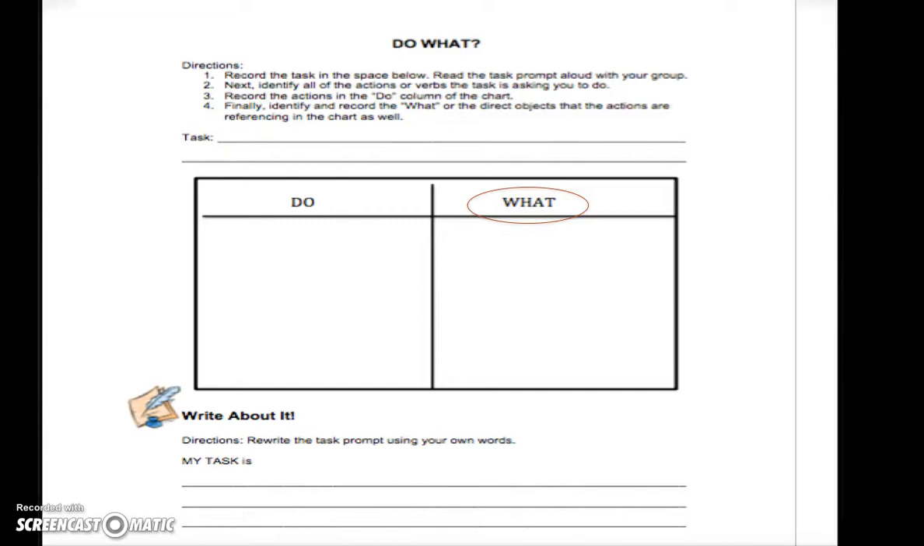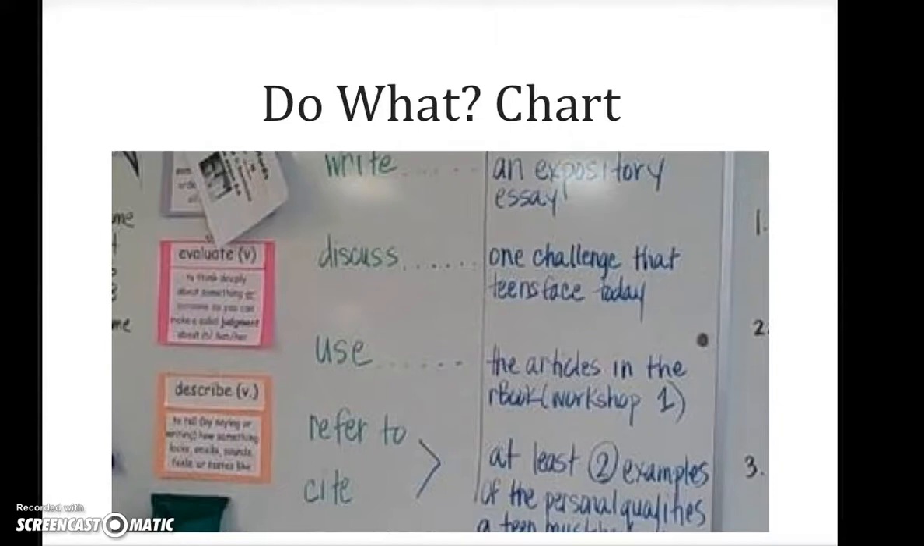Let's look at an example of some do's and what's. In this example, we do not have a prompt, but the verbs or actions and direct objects or what's are clear. The verbs are write, discuss, use, refer to, and cite. These are all action verbs. Each word requires you to do something. The what column explains what you are to do with each action.